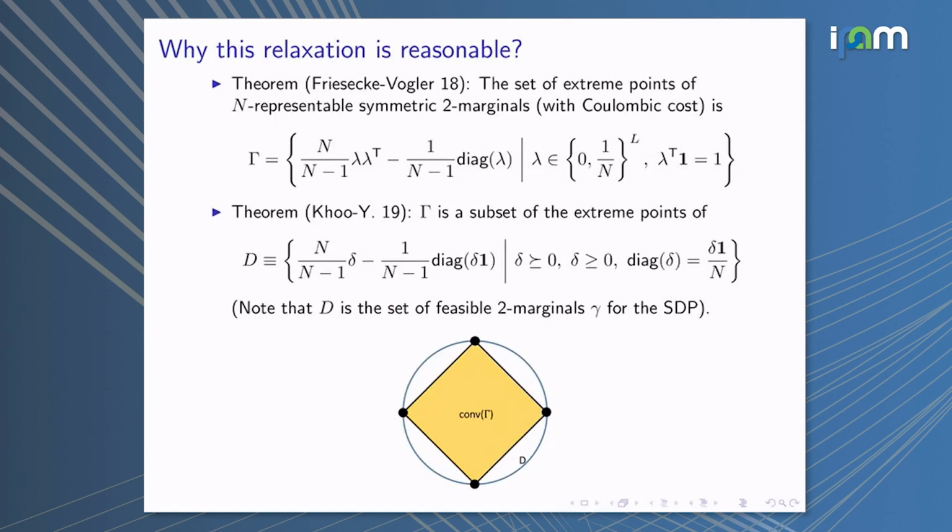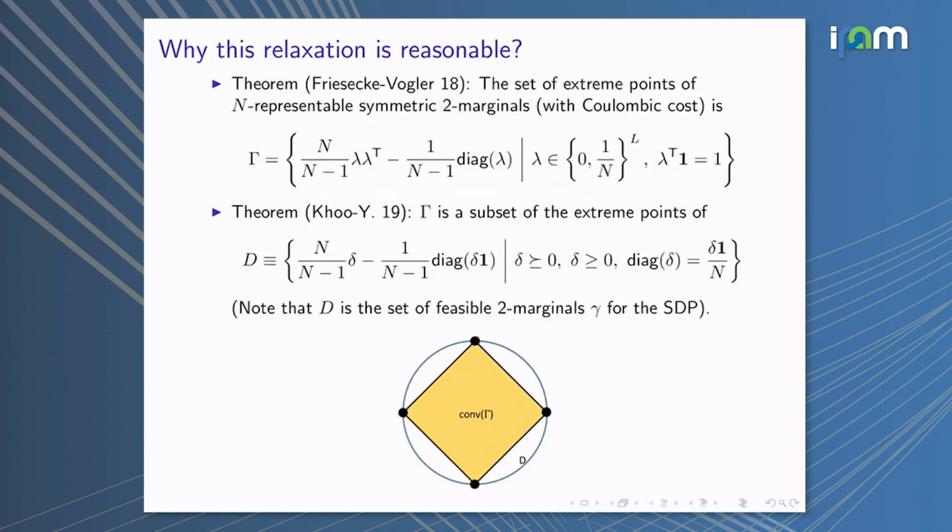So now, why do we expect this relaxation to be reasonable? This is really motivated by a paper by Garrow a few years ago. What they showed is that the extreme points of these N-representable symmetric two marginals, meaning these gammas coming from the projection of high dimensional densities, are given here. You can think about these extreme points right here in this figure.